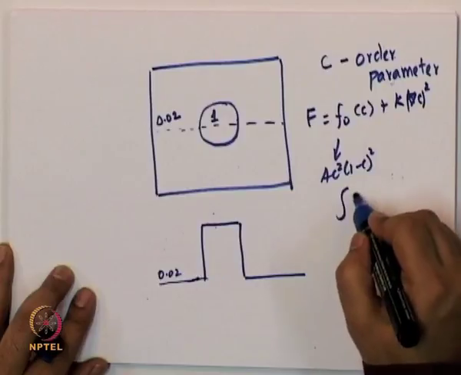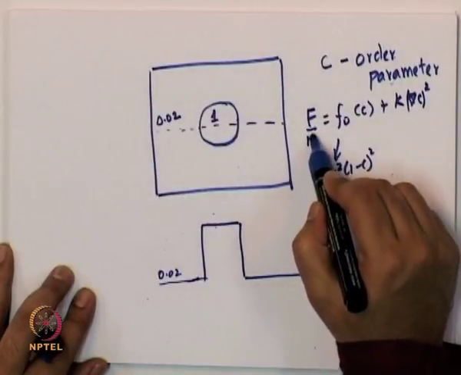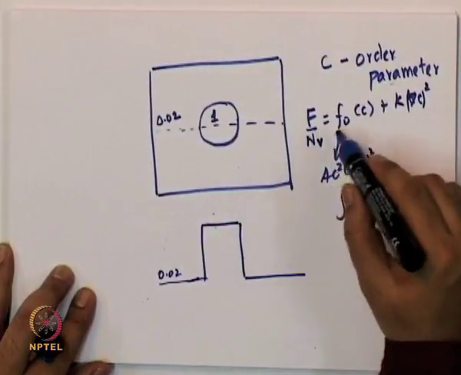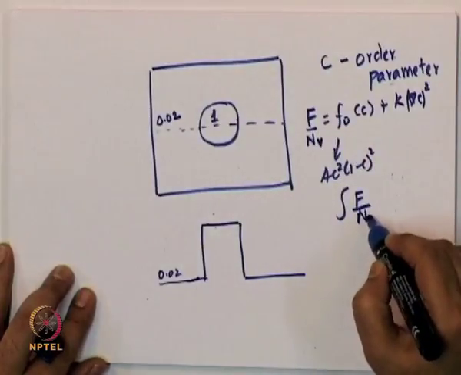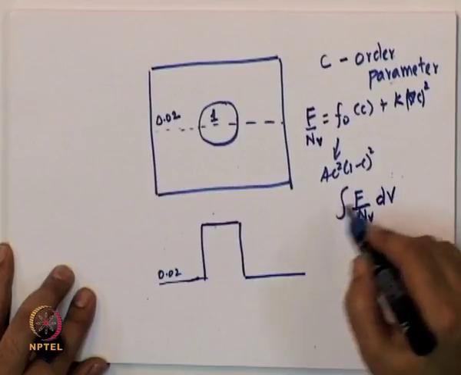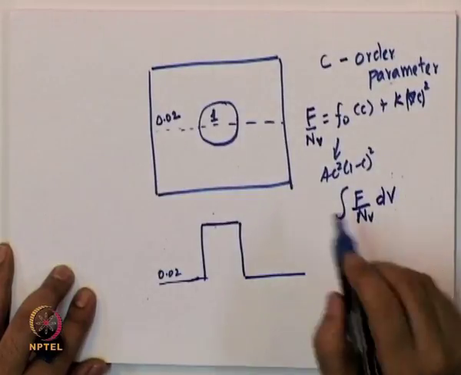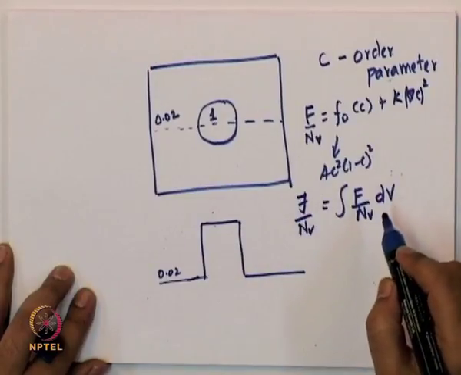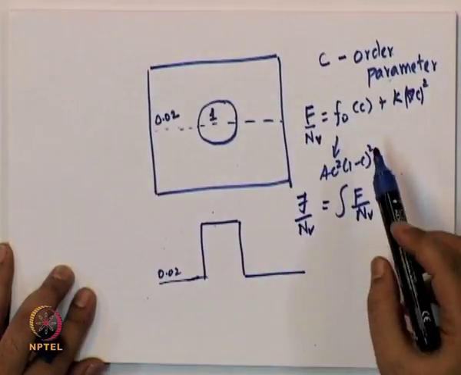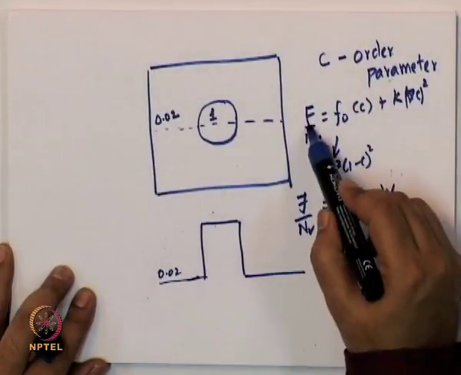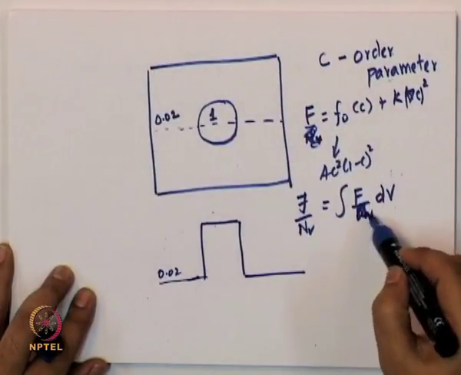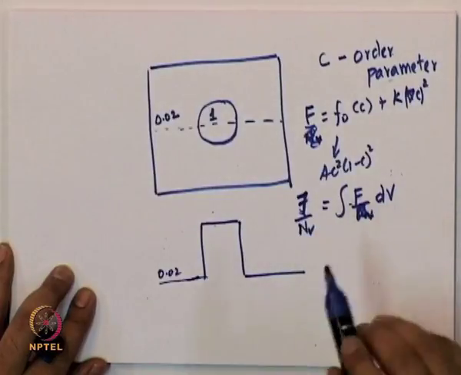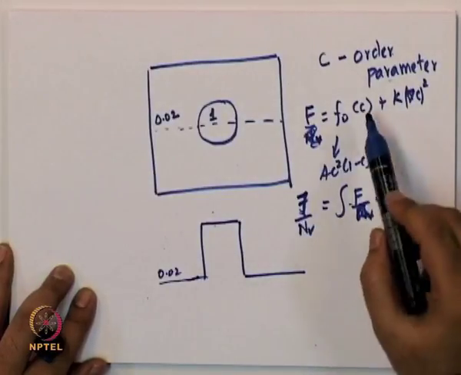Okay. So, integral f, so this is f by n v. So, this is per atom. So, f by n v dV is basically going to be the free energy functional per atom. Okay. So, this is per atom. So, let me not put n v here.